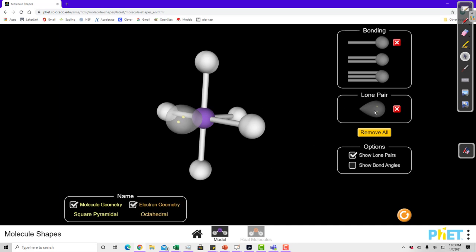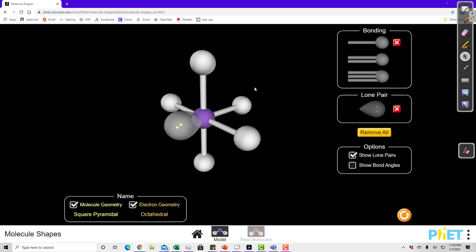So this is a very helpful simulation when you're working through the homework. This will help you with the names of the shapes of these molecules. You can build a molecule here, and then see what the shape is called. And see what effect the lone pair has on the molecule, how it repels the other bonds.